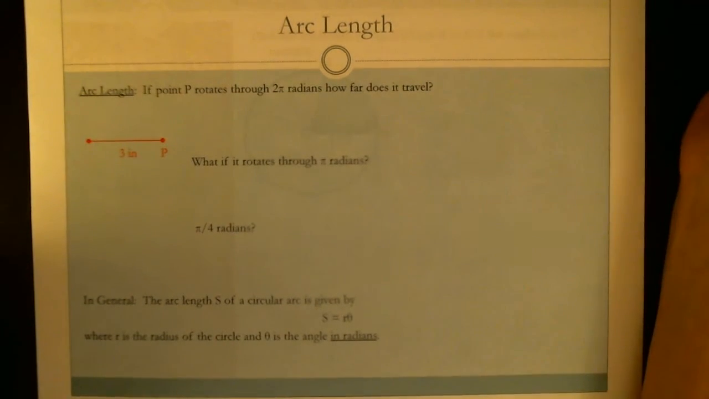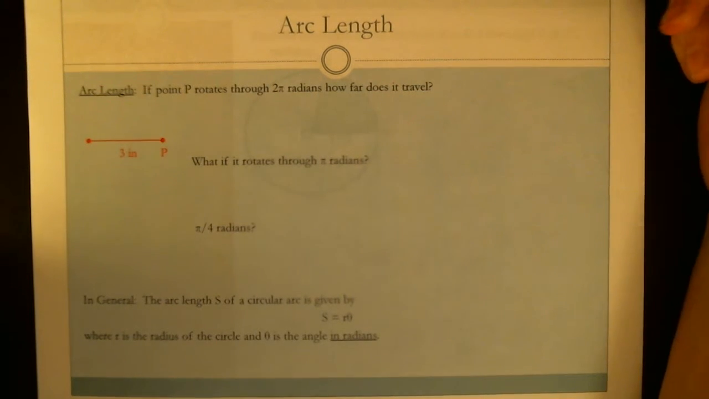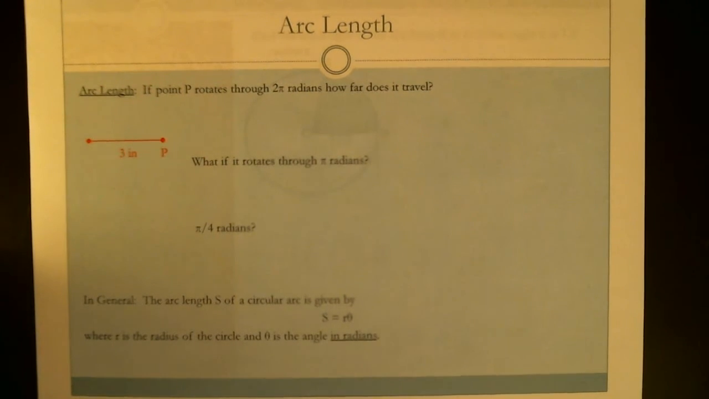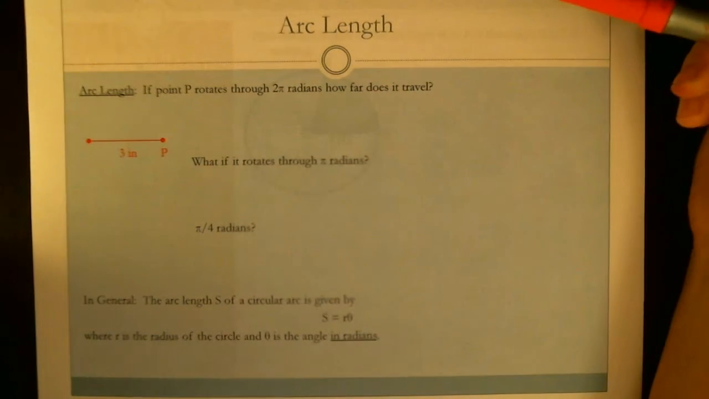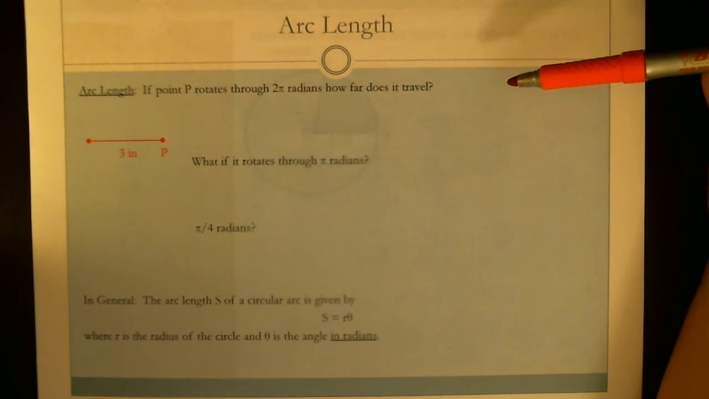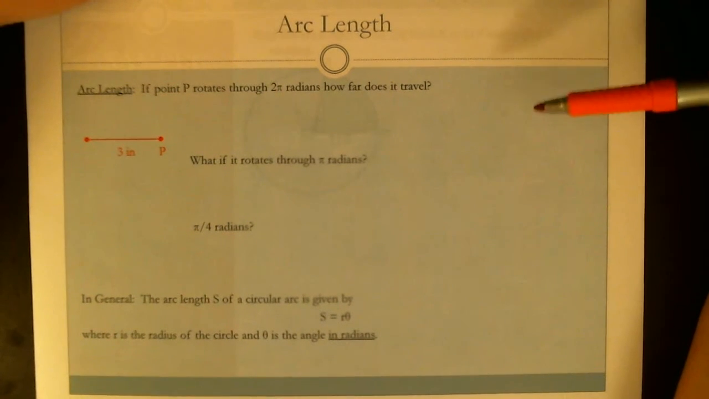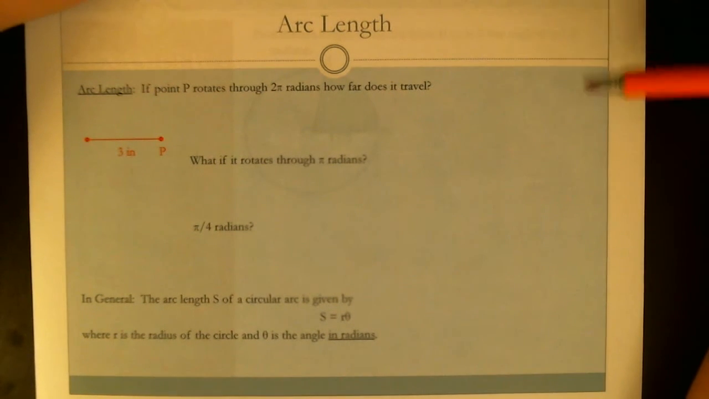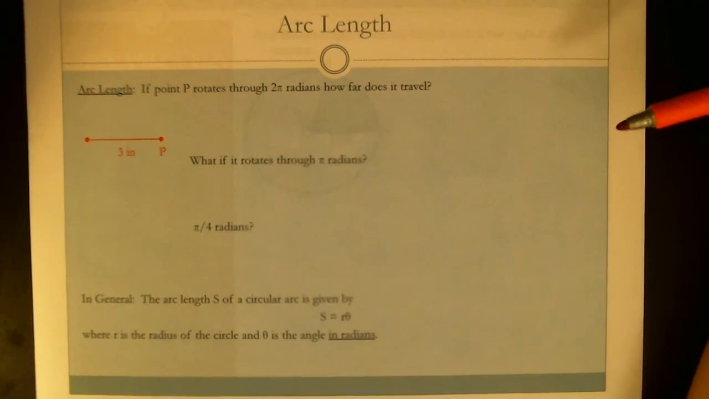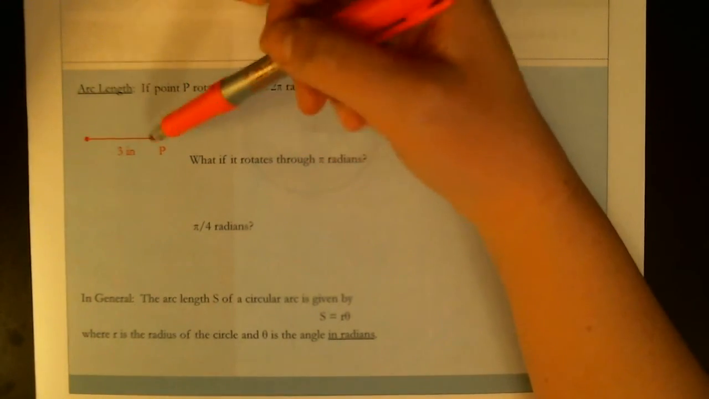Hi everyone, in this video we're going to start talking a little bit about arc length. So we've talked about radians and this ties in really nicely. Arc length is talking about the distance around and outside of the circle. So we talked about laying the radius around the outside of the circle, but we want to be able to figure out, if I know the angle, what is the arc length captured by that angle, the part of the circumference captured.